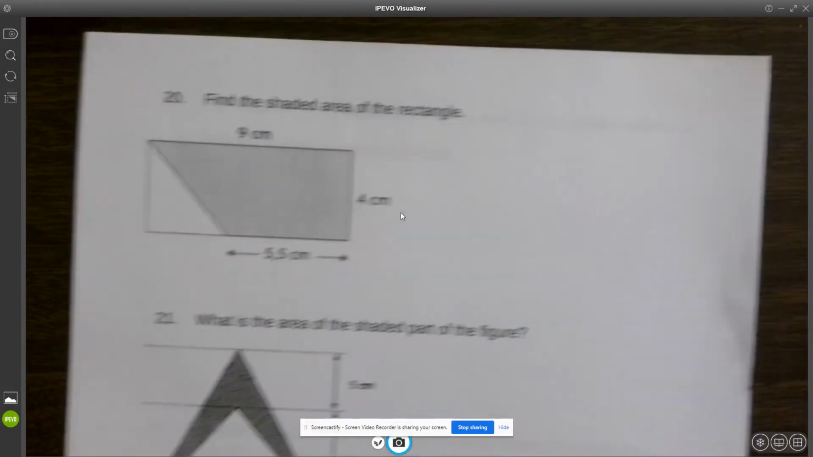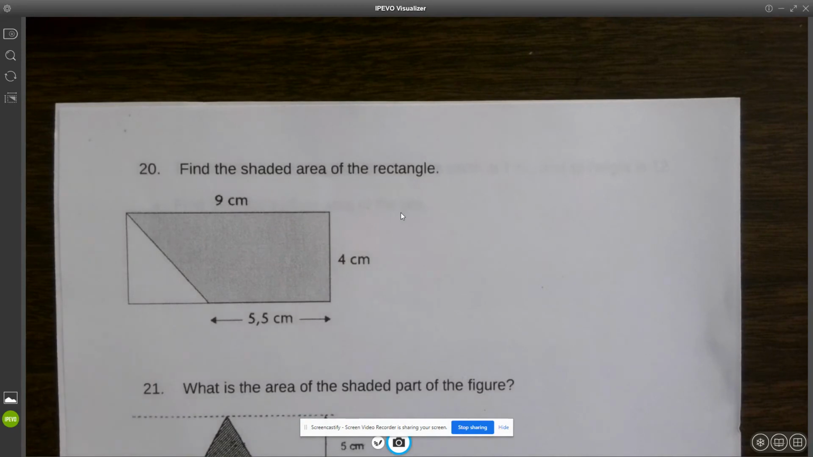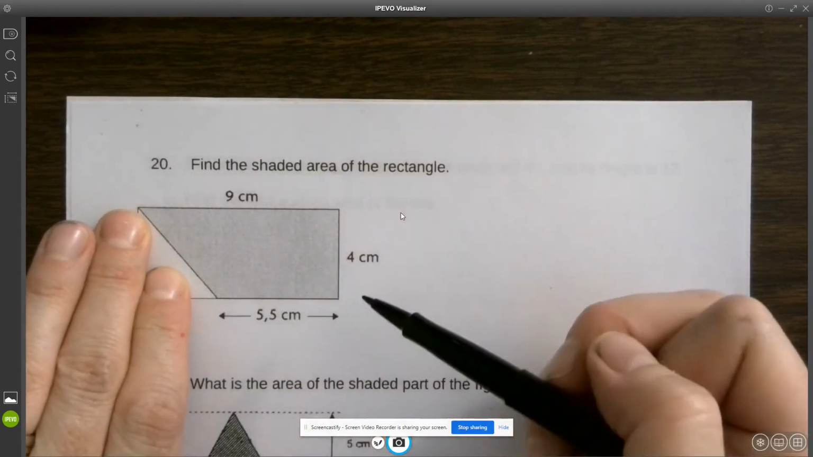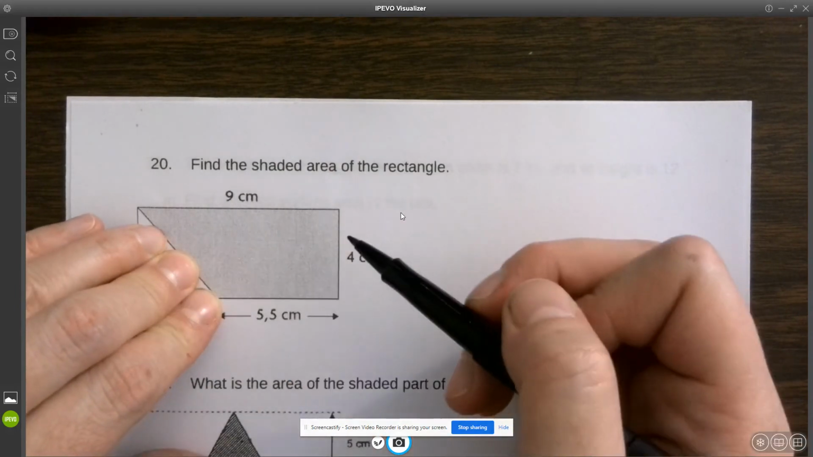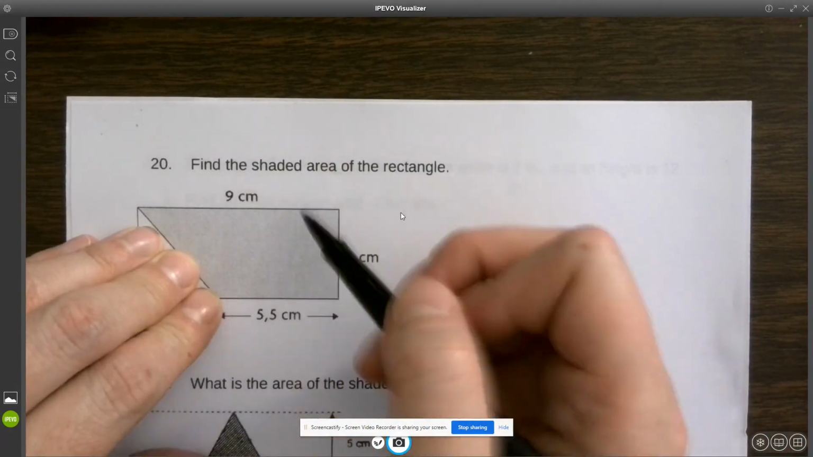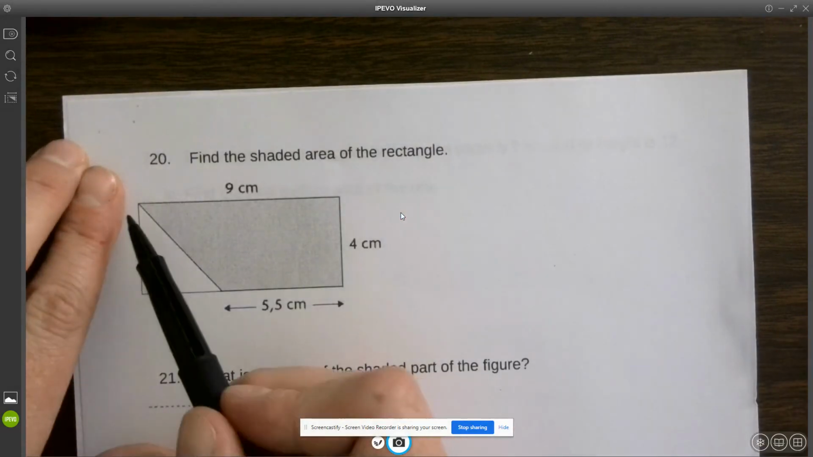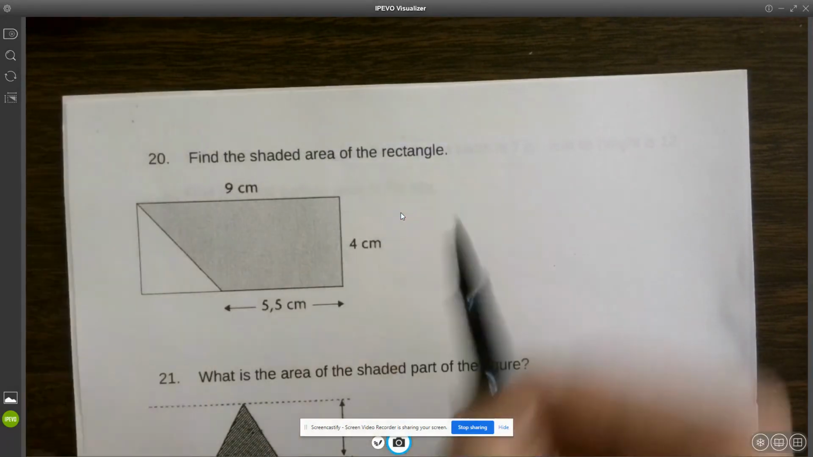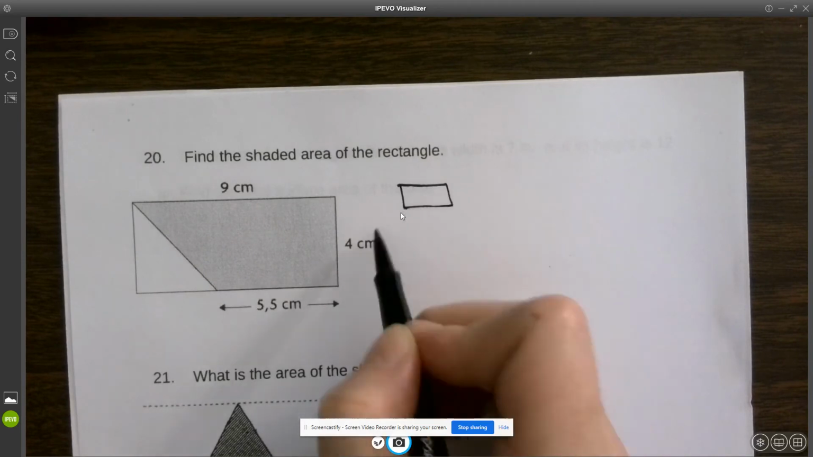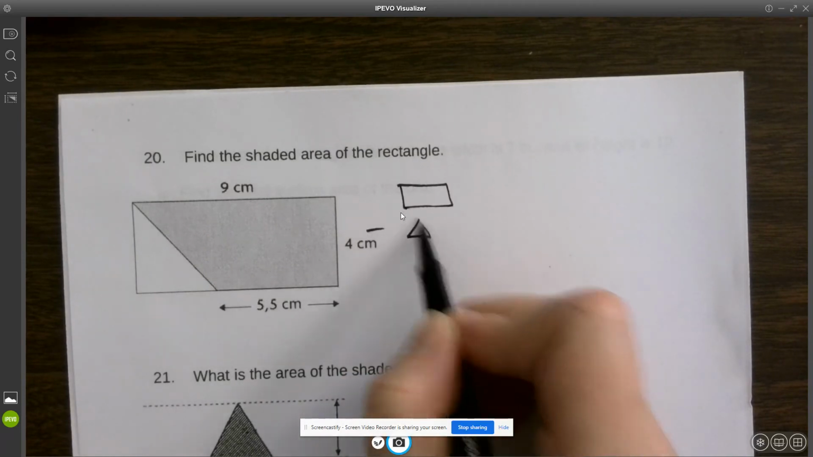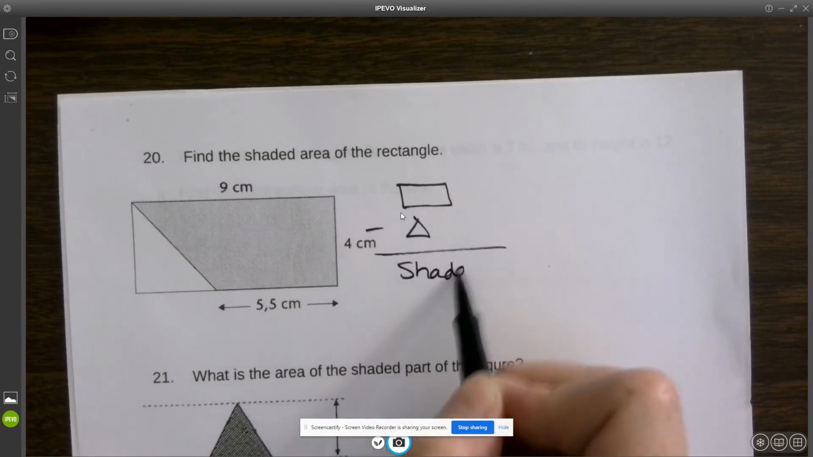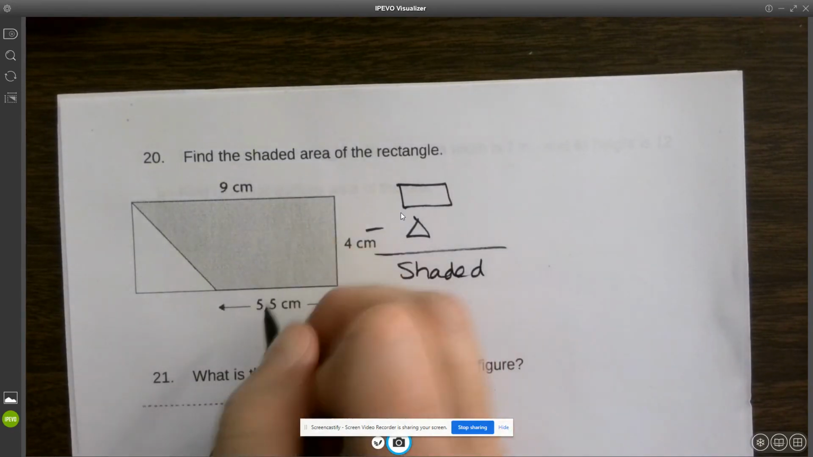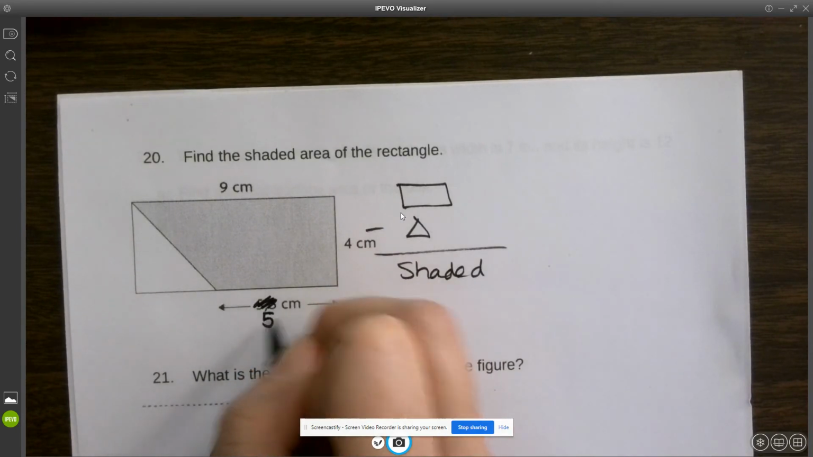Okay, a few more. So let's find the shaded area of the rectangle. They only want this part right here. They don't want this. I don't know how to find the area of this weird shape, but I can find the area of this big rectangle, and I could subtract this little white triangle. So again, we're going to find the big rectangle, subtract the triangle, and what's left, we'll have the shaded. So let's first change this to 5 centimeters only.